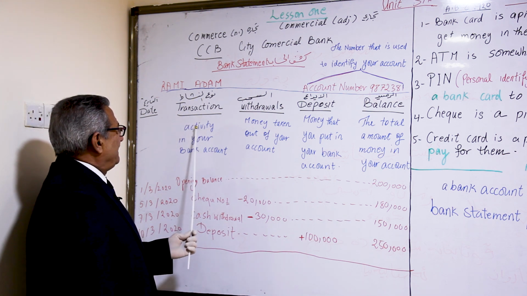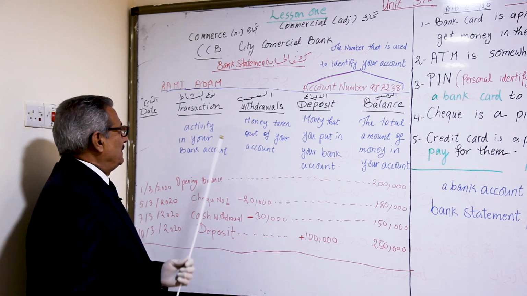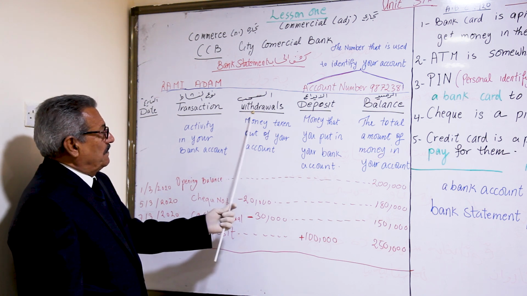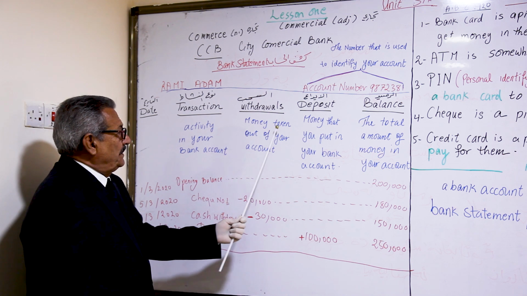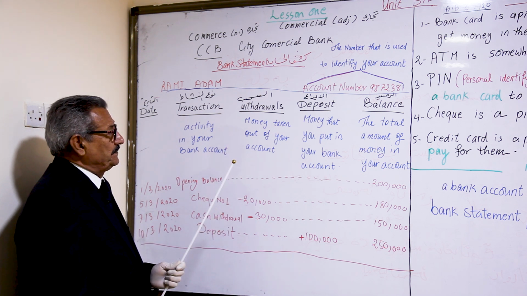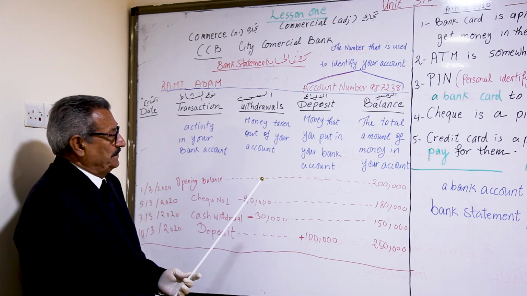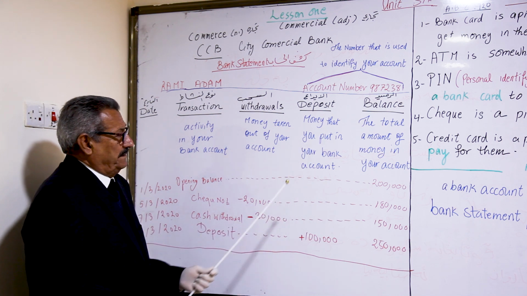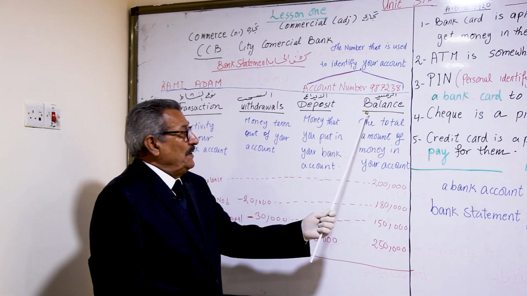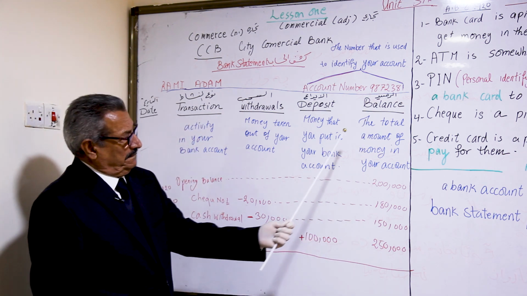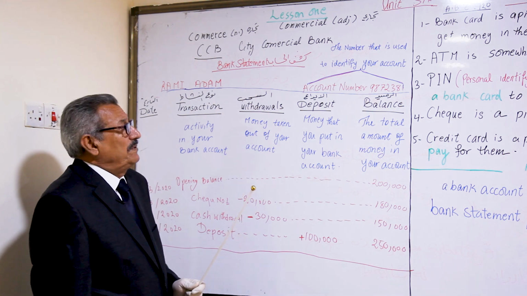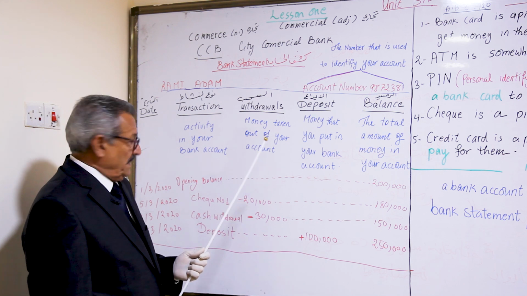الترانزاكشن اللي هو الاكتيفيتي in your bank account، أي ما يجري من نشاط في الحساب البنكي أو الحساب المصرفي. أما withdrawals, money taken out of your account، أي النقود المسحوبة من حسابك. أما الديبوزيت وهو الإيداع, money that you put in your bank account، هي النقود التي تودعها في البنك. والبالانس the total amount of money in your account، مجموع ما باقي لديك، total الإجمالي، يعني المبلغ الإجمالي من النقود الموجود في الحساب. تتم قراءة البنك ستيتمنت بالطريقة التالية.